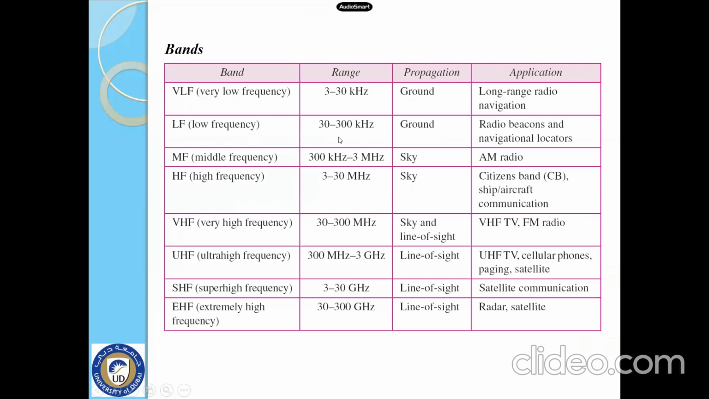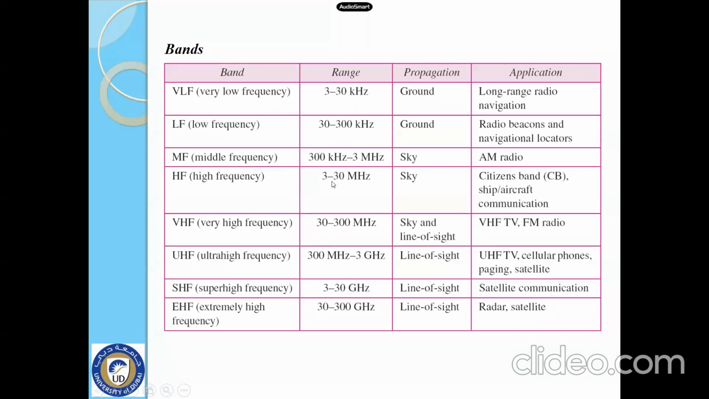Now low frequencies, 30 to 300 kilohertz: radio beacons and navigational locators, again pretty much similar to the previous one. The propagation is within the ground area, so there should be some line of sight. Now for the middle frequency, 300 kilohertz to 3 megahertz, that is the sky wave. That's the AM radio signals. AM is amplitude modulation. So that's for air. If you go to radio channels, I believe this is going to be the range of frequencies in there.